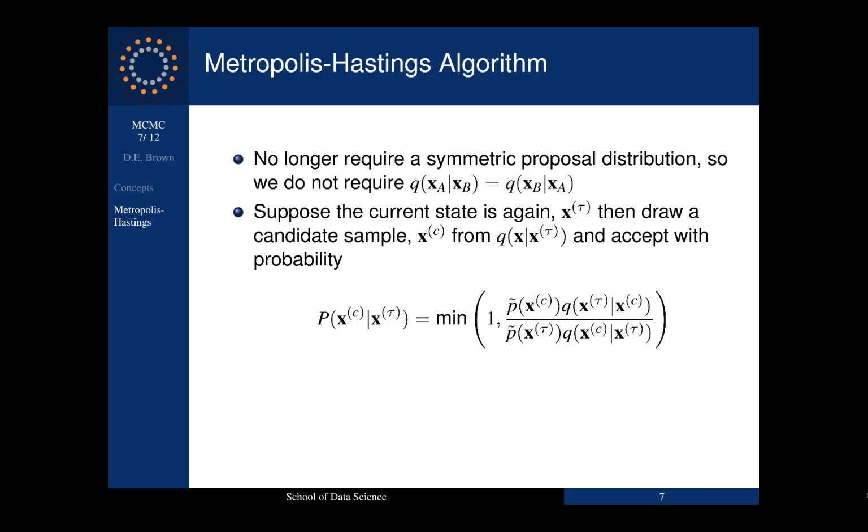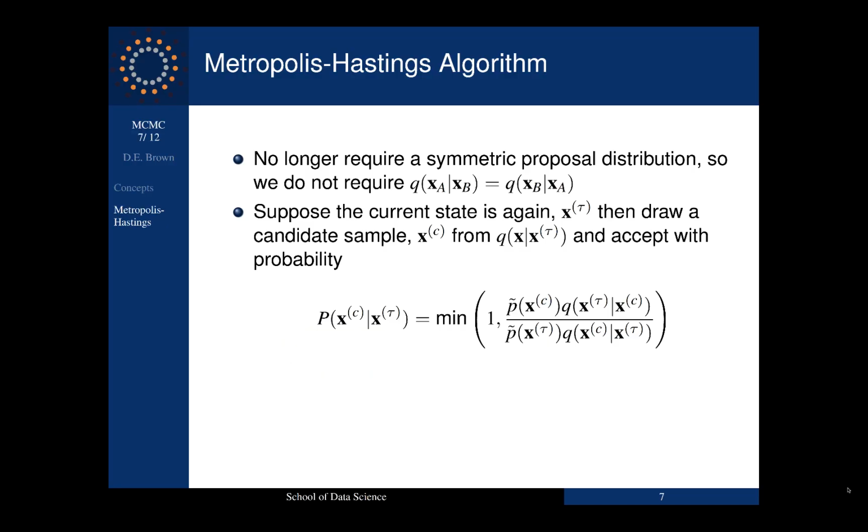And again, we'll decide if we accept by making a draw from a uniform distribution between 0 and 1. And if that uniform draw is less than this acceptance probability, P of xc over x tau, then we accept. And if it's greater than that, we reject.